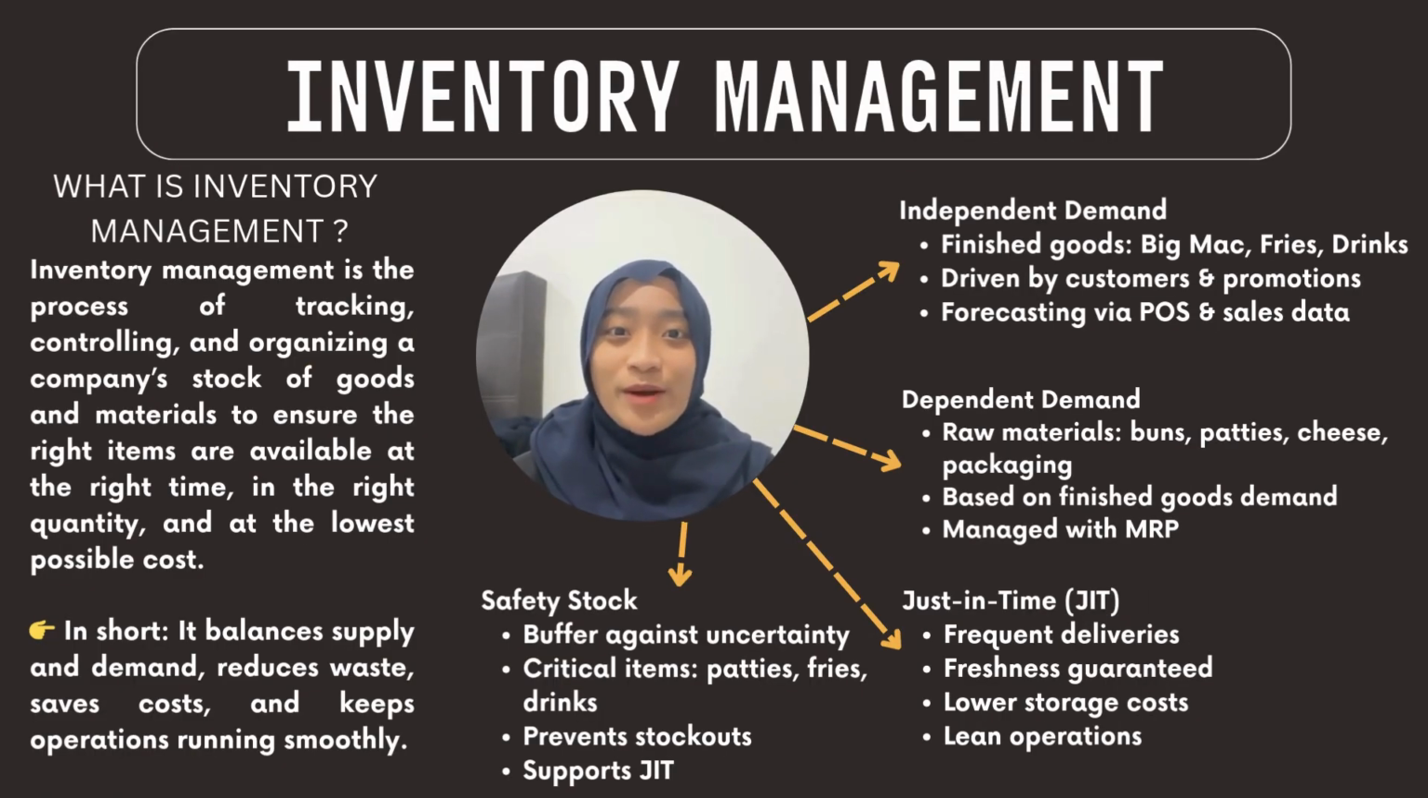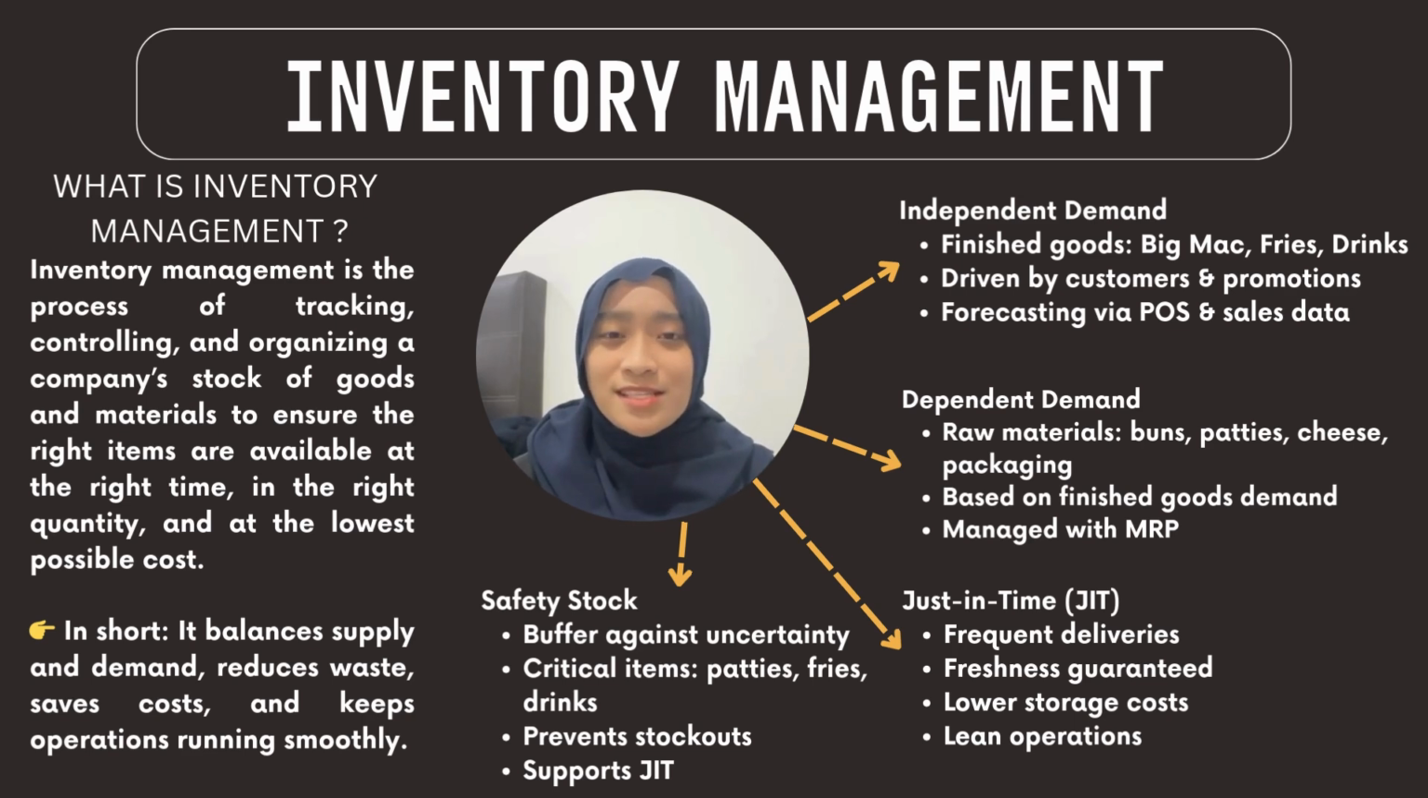Today, I present about inventory management at McDonald's. Inventory management is critical because McDonald's operates in a fast-paced environment serving millions of customers daily. The company must ensure the right product is available at the right time, in the right quantity, and at the right cost. Independent demand refers to finished goods like Big Mac, fries, and beverages, which depend directly on customer purchases. Dependent demand refers to raw materials such as buns, patties, and packaging, which are calculated based on production schedules.